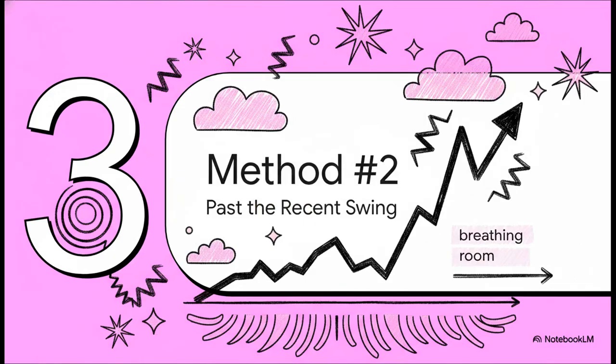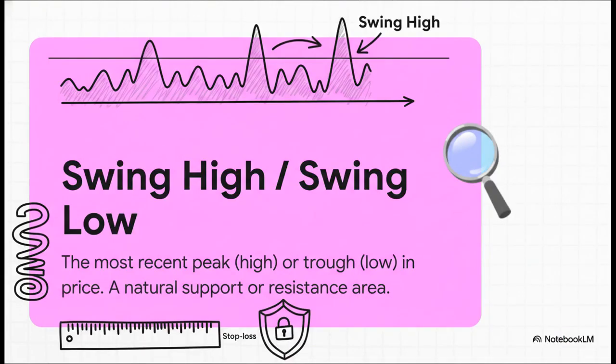So that pain point brings us right to method number two. This one is designed specifically to deal with that market noise and give your trade some much-needed breathing room. But first, a quick definition so we're all on the same page. When we talk about a swing high, we just mean the most recent peak in the price. A swing low is the most recent valley or trough. Think of them as natural turning points on the chart that everyone is watching.